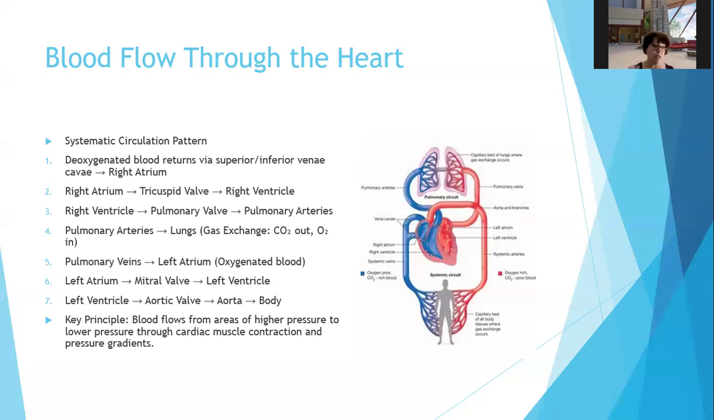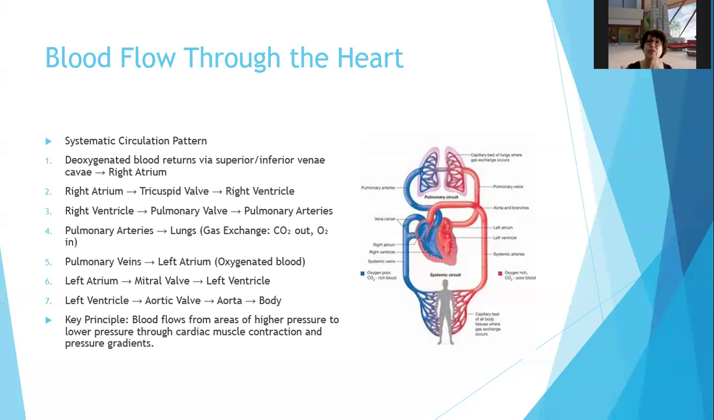Blood always flows from an area of greater pressure to an area of lower pressure. So when the venous return comes into the right atrium, it stretches the right atrium so it has more pressure and it can pump that blood down into the right ventricle. So cardiac muscle contraction and pressure gradients, that's how it all happens. Again, we're back to physics and chemistry, right? It always comes back to that.